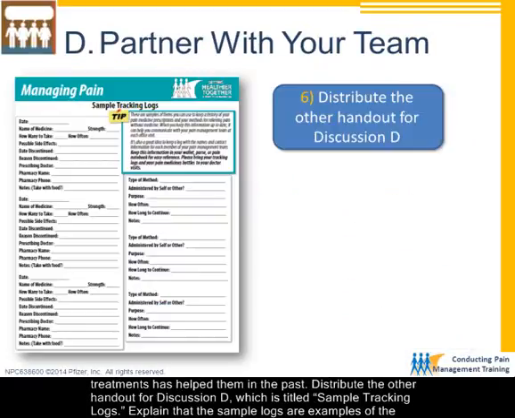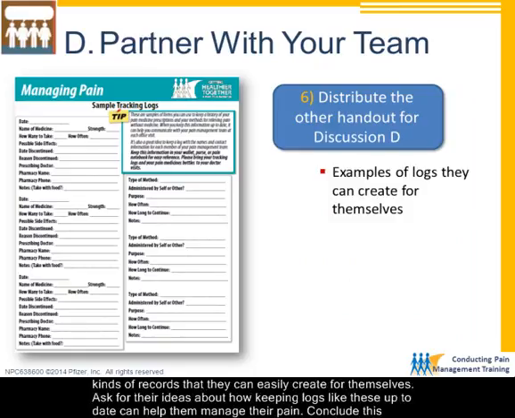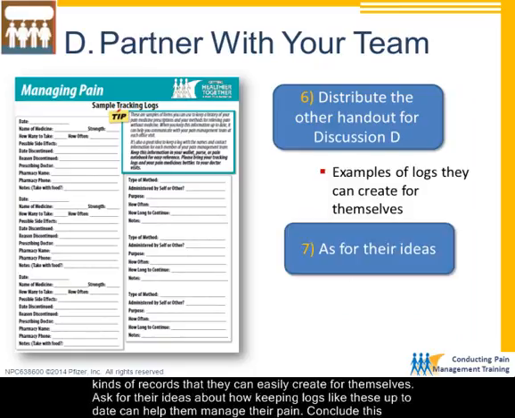Distribute the other handout for discussion D, which is titled Sample Tracking Logs. Explain that the sample logs are examples of the kinds of records that they can easily create for themselves. Ask for their ideas about how keeping logs like these up to date can help them manage their pain.